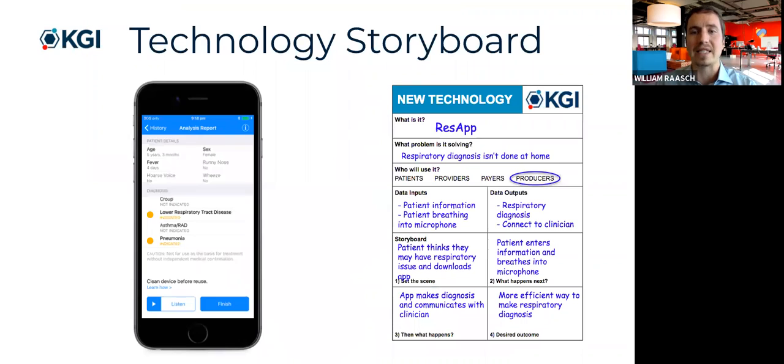Okay, so I want to talk about ResApp. This is for respiratory diagnosis. The problem is that it's very difficult to do respiratory diagnosis at home. By the way, this is very relevant right now because respiratory diagnosis is one of the biggest differentiators of whether or not you have COVID-19, right?